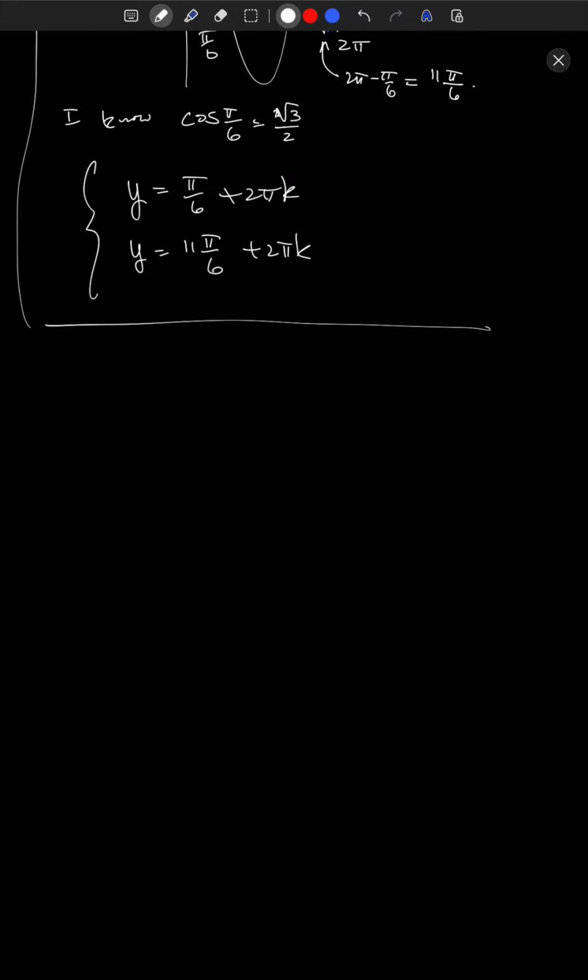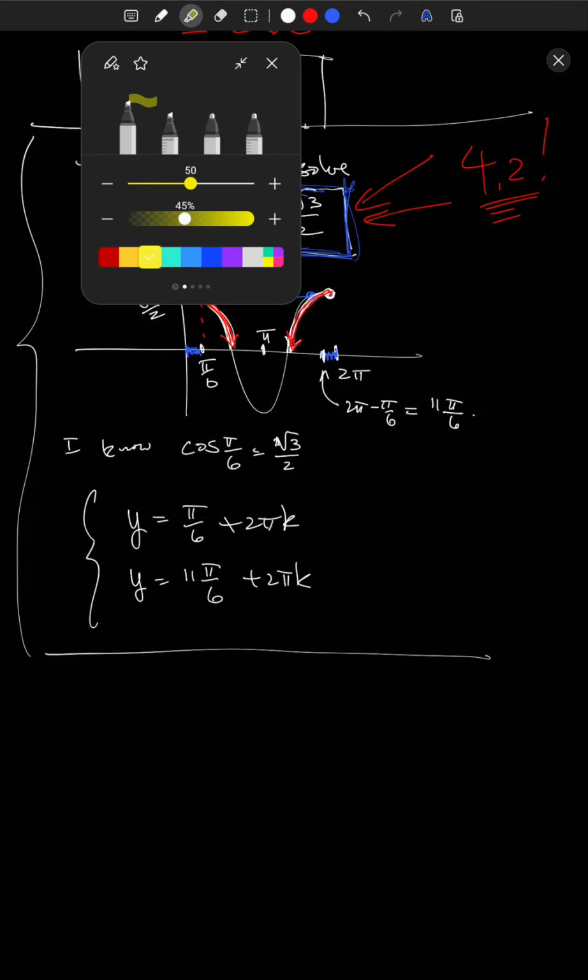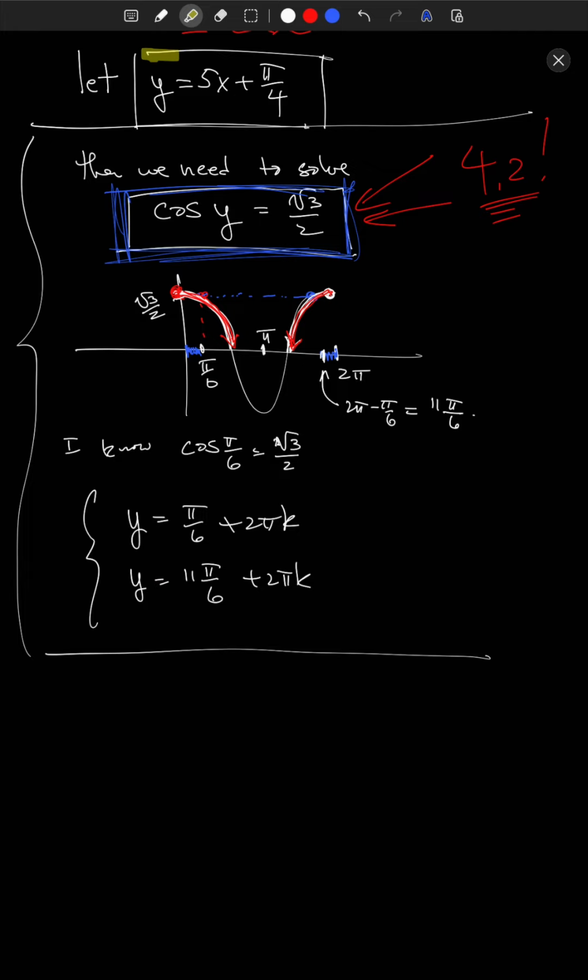Like I said, I want x. My problem was given in terms of x, so I want my solution to be in terms of x. So how do I convert from y to x? Well, I use this right there. y is equal to 5x plus pi over 4. And so that means this guy right here is 5x plus pi over 4. That guy right there is 5x plus pi over 4.